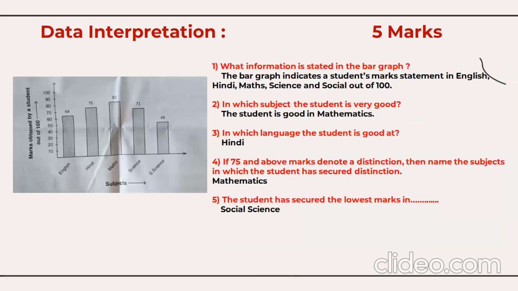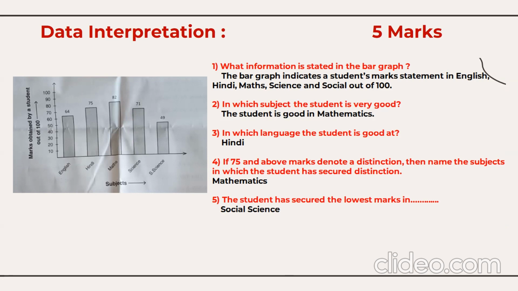Next question we have here is data interpretation. This data interpretation is for 5 marks. You'll be given a chart, pie chart, or bar diagram, and based on this particular chart there will be 5 questions. You can look at the screen here. There are 5 questions and you need to solve these 5 questions. You need to go through the chart very thoroughly.